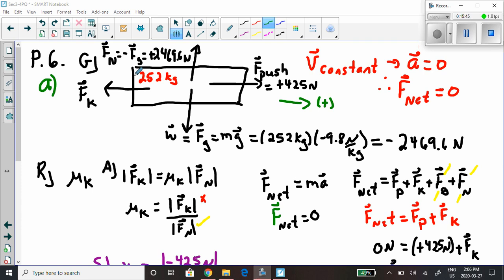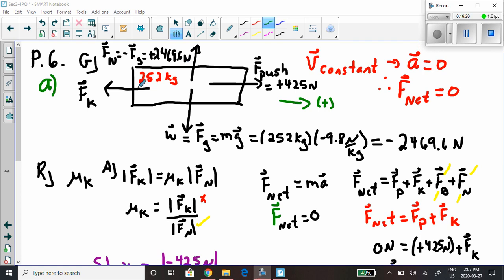So in our given here, let's complete the free body diagram. Well, there's the weight of it, which is the force of gravity. I've calculated it for you right there. There's the normal force on it. And the normal force is the opposite direction of the force of gravity, so I have that there, positive 2,469.6 newtons. We're keeping a few extra significant digits until the very end.